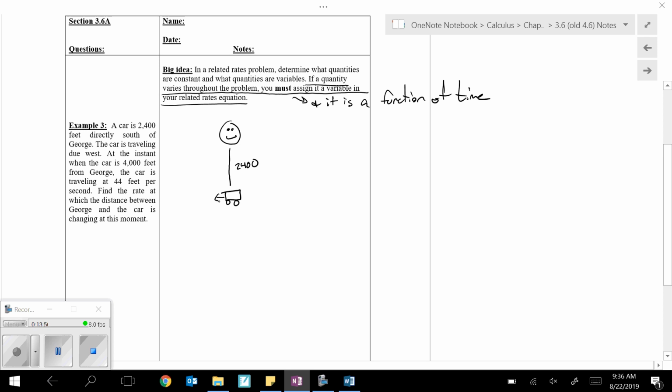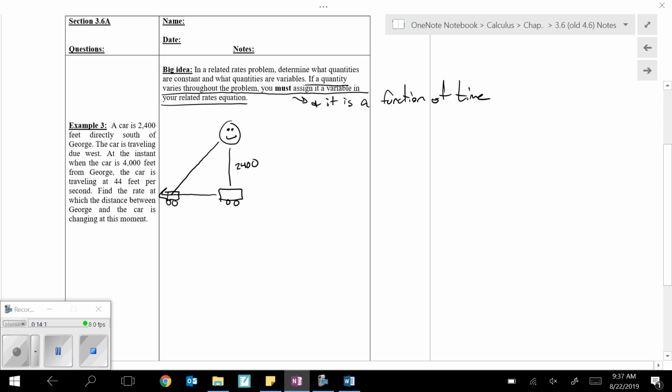Okay, so as time passes, it would, whoops, got rid of my car there. As it passes, it's going to go somewhere over here. So it looks like it's going to make some kind of triangle. The question talks about the distance between George and the car after it's driven west. So I think we're actually going to be looking at it when it's over here.